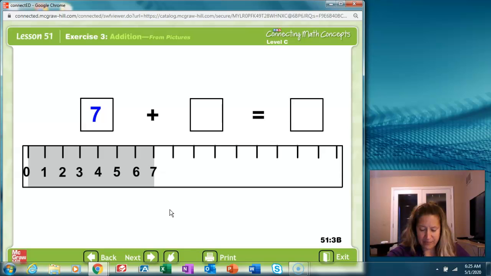Plus, I figure out the number for the unshaded part. So let's count how many inches long the unshaded part is, starting from here, the first line. So this is 1 inch, 2, 3, 4, 5, 6, 7, 8, 9. 9 inches long. So we're adding 7 plus 9. Okay.